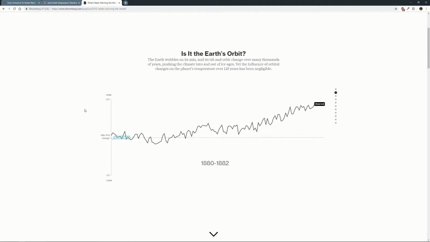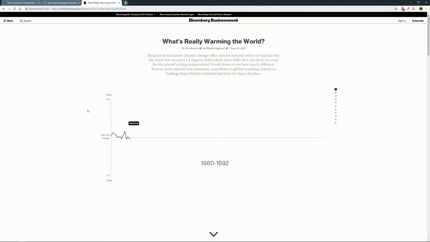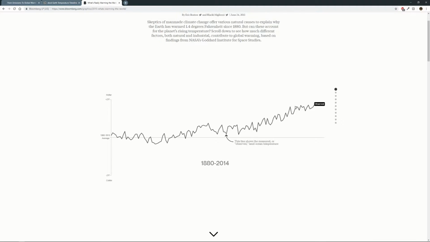So I am going to show this really awesome interactive chart from Bloomberg that shows what's really warming the world. And so I'll just read along with this as we go. What's really warming the world? Skeptics of man-made climate change offer various natural causes to explain why the Earth has warmed by 1.4 degrees Fahrenheit since 1880. But can these account for the planet's rising temperature? So let's scroll down and find out. So here's the chart of our observed temperature increase over the years.